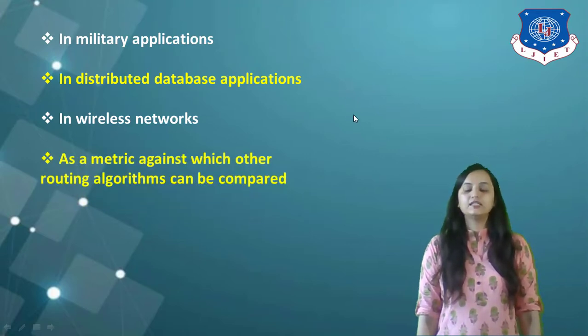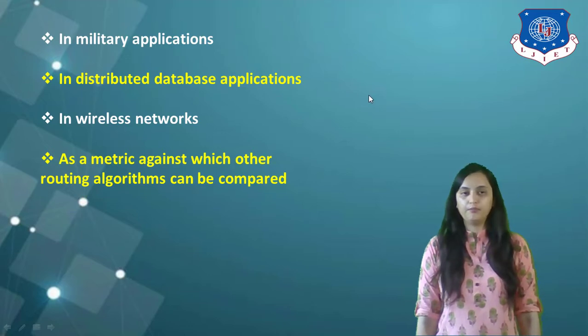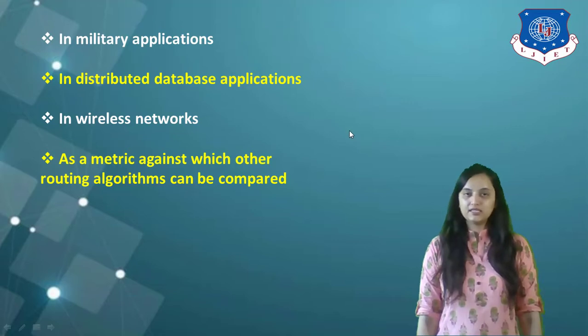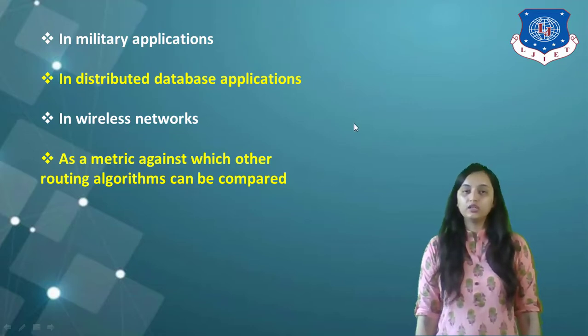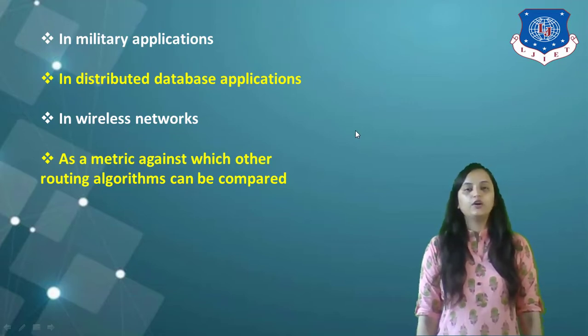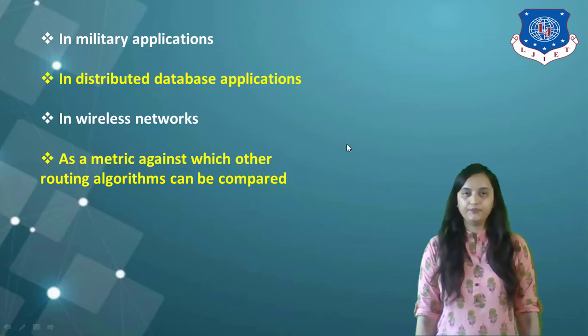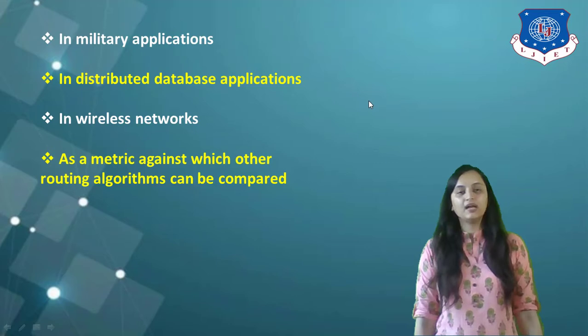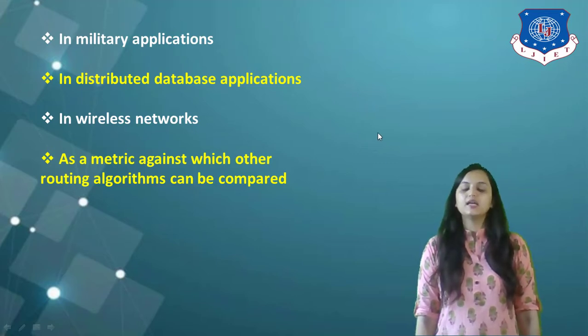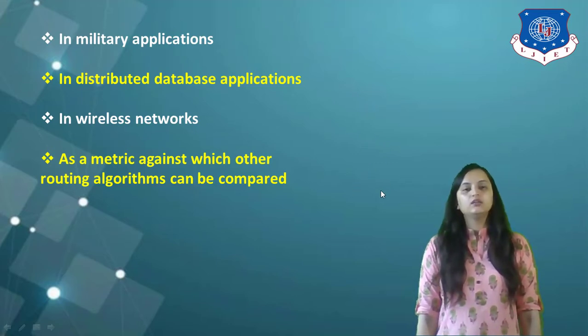Another use is as a metric against which other routing algorithms can be compared. Whenever there is a metric requirement to which other routing algorithms are to be compared, flooding can be used, so that it can be compared with the other line which has been sent over. That means it can be compared with the other line which has arrived with the packets of the same data. So these are a few applications where flooding can be used.